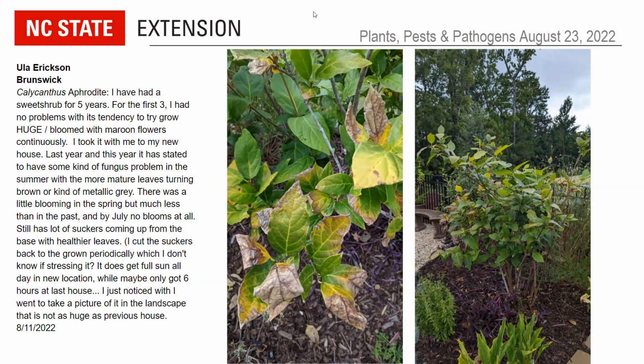Full sun, from what I looked up, shouldn't be a problem for this host. Maybe Caroline can correct me on that. But it does look like there's some kind of stress going on. So I would look toward a soil test here and monitor the situation. Yeah, I don't have a good answer on this one.